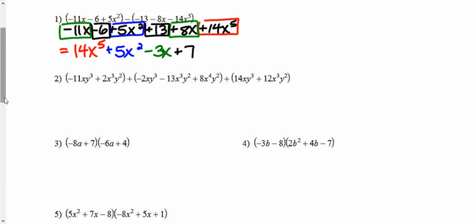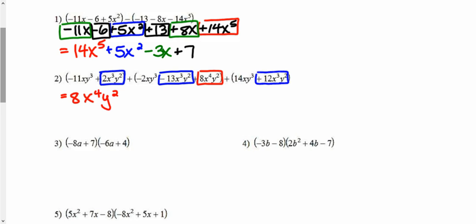Very similar here on D. The only difference is that it's all addition, so I'm not going to rewrite. But I do have to be really careful with how I'm going to combine these like terms. So I'm going to start with x to the 4th y squared. And I think that's the only one that has x to the 4th and y squared. So 8x to the 4th y squared. Moving on, I'm going to do x to the 3rd y squared. Here's x to the 3rd y squared. And one more.